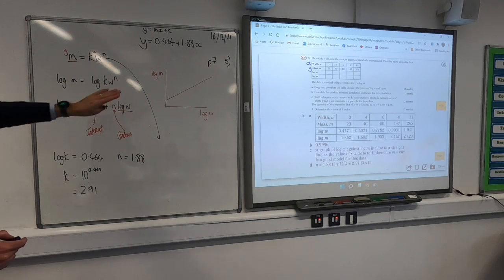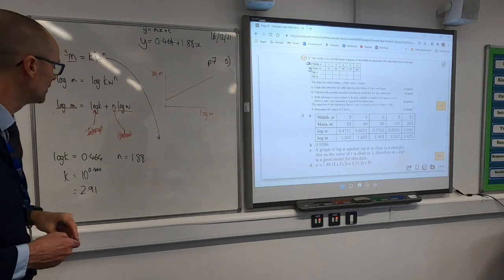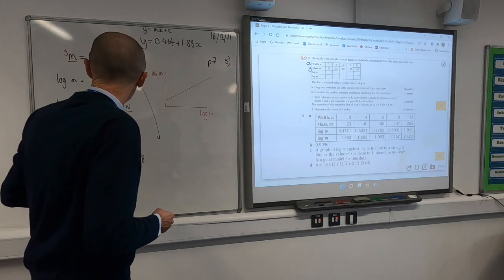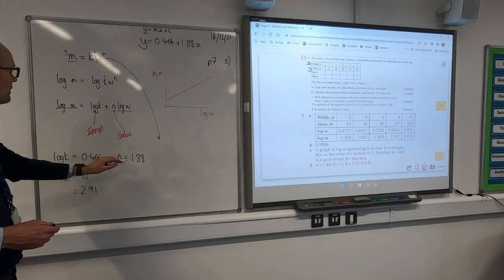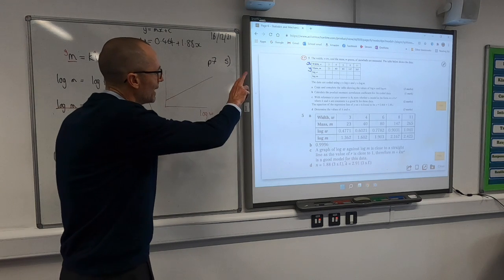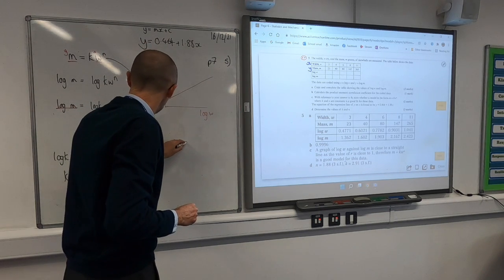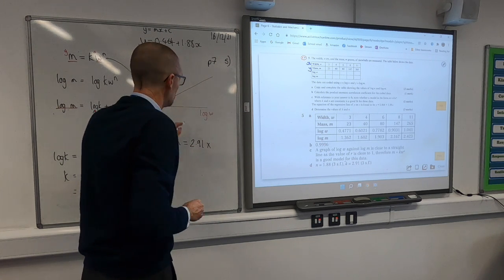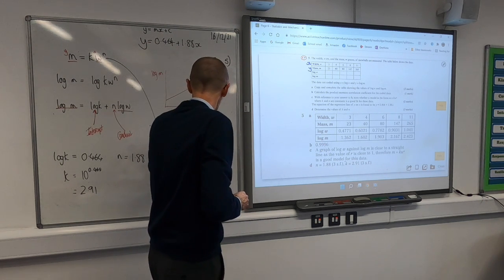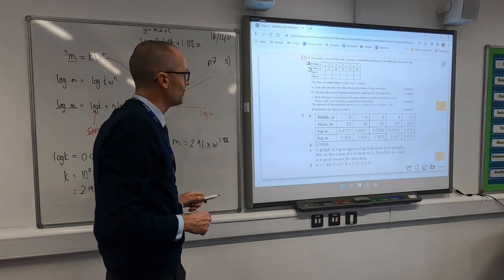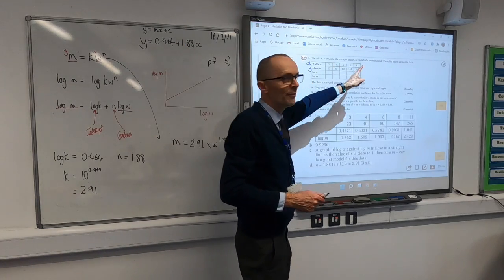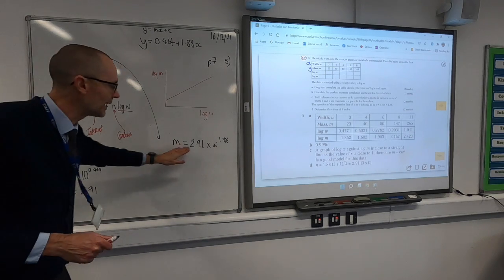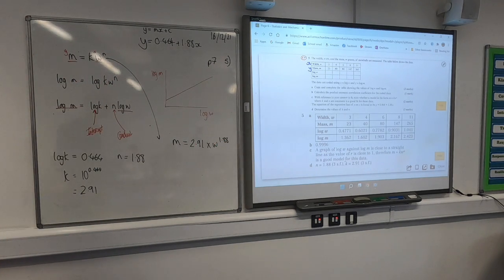I then take my line of best fit equation and interpret it. So the intercept is the log of k, so that's 2.91, and the gradient is the power. So I know that the relationship linking width and mass is this: mass is equal to 2.91 times w to the power of 1.88. And so what we've been able to do just from five pairs of numbers is get an equation linking those two things.